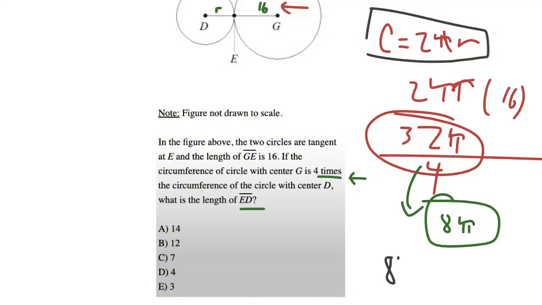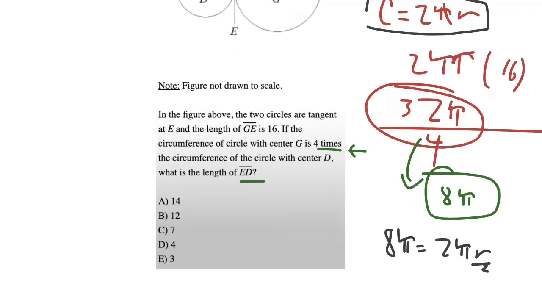So now we know what the circumference is. Set this equal into 2 pi r. So now we can actually solve for the radius of circle D, which is just going to be 4, because 4 times 2 pi is 8 pi. Therefore, looking at our answer choices, it will be D.